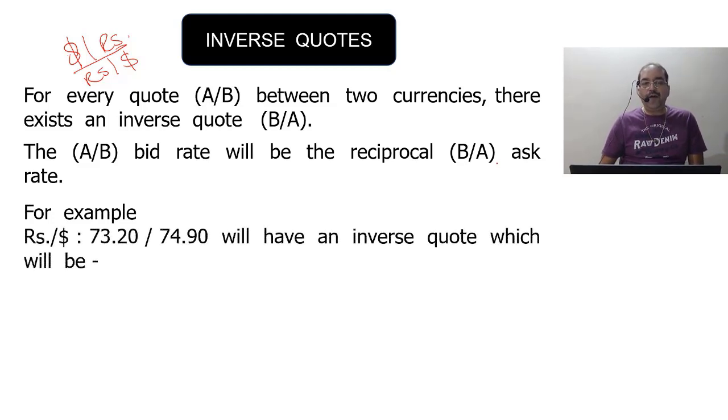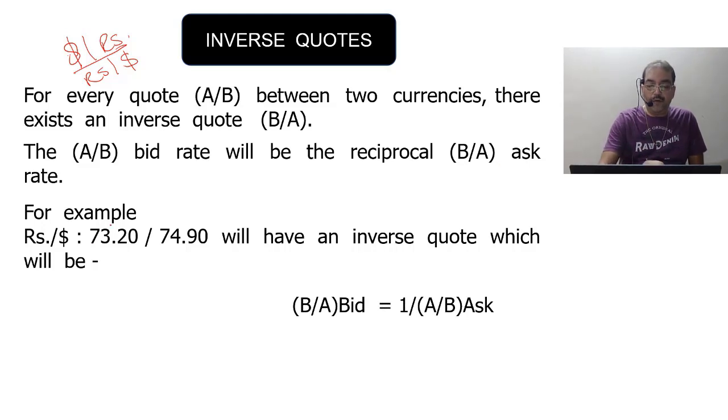Rupees to dollar is given as 73.20 by 74.90. I want to find out dollar to rupees. Okay. So B by A. This is A by B. Rupees to dollar. I want dollar to rupees. The bid rate is equal to 1 upon the ask rate of the earlier. And the ask rate will be equal to the reciprocal of the earlier bid rate. So how will it come?